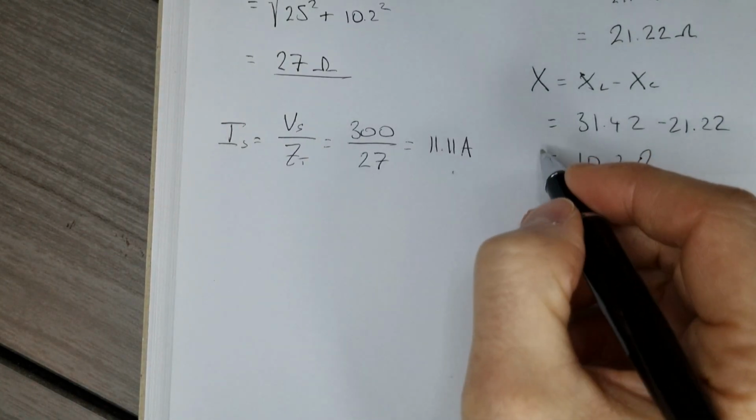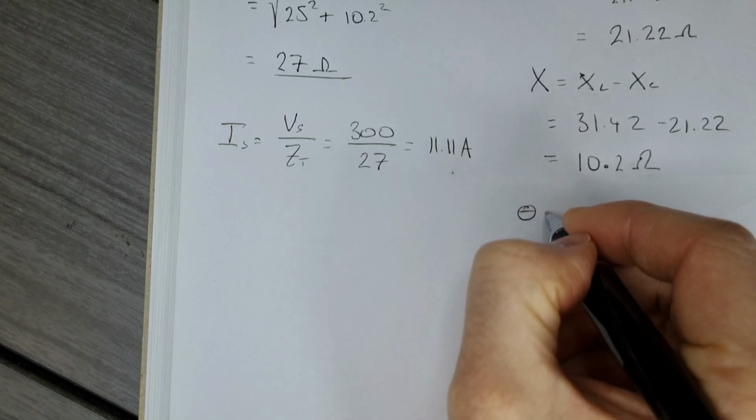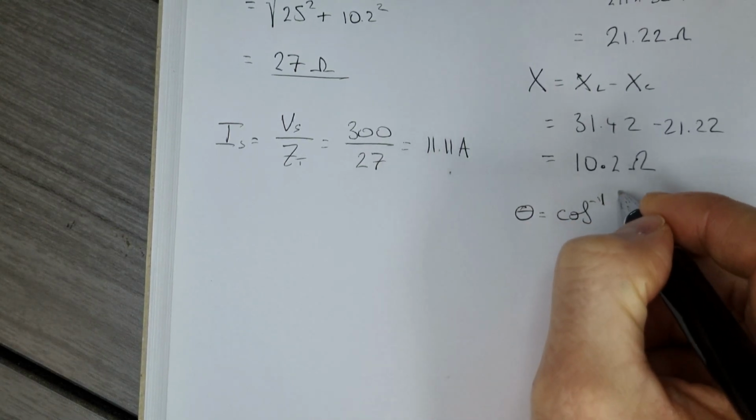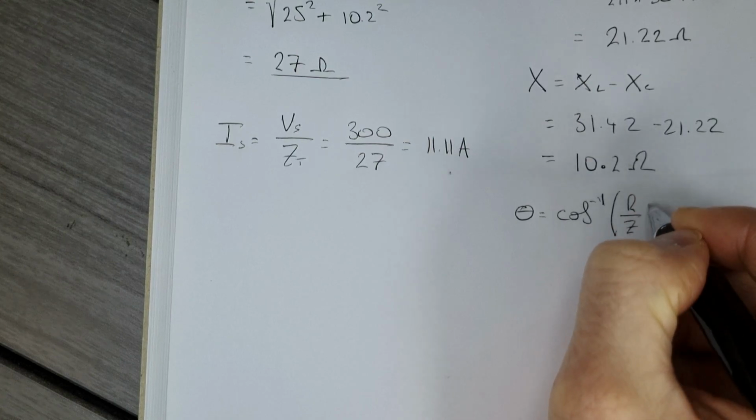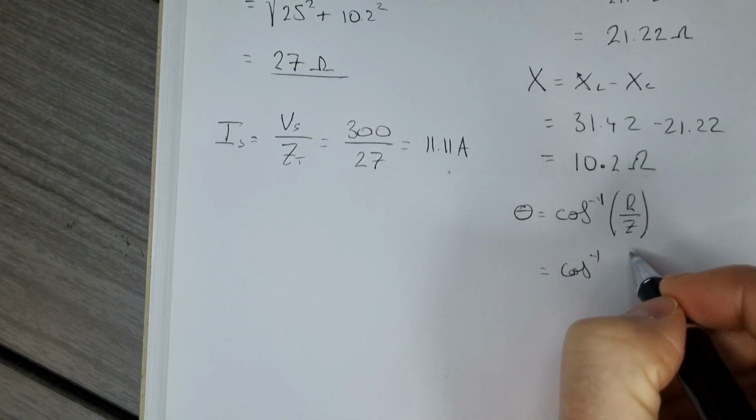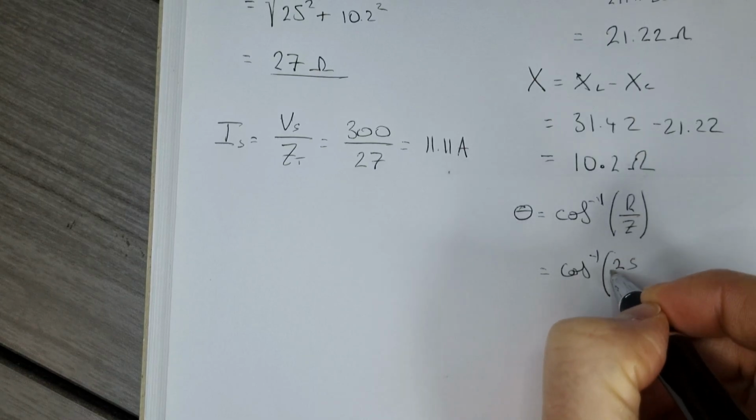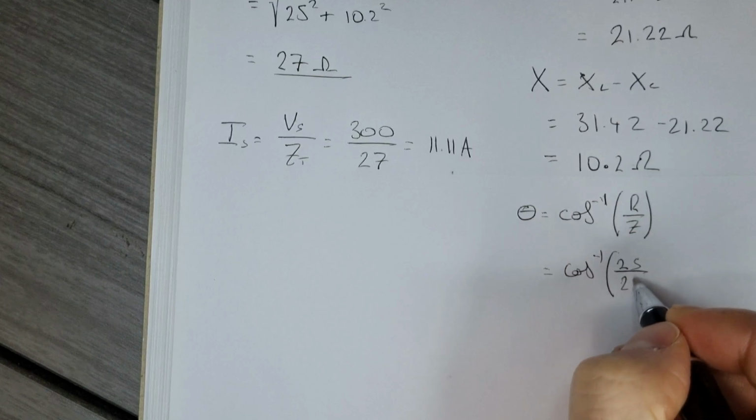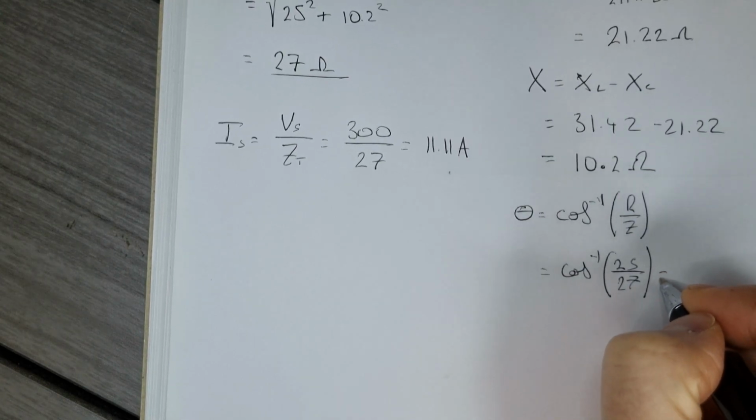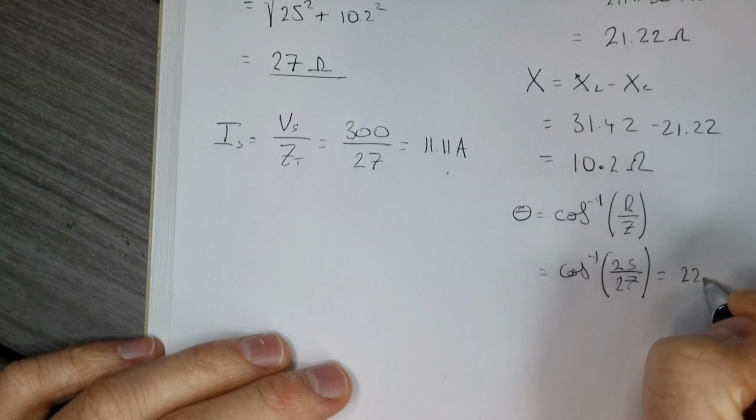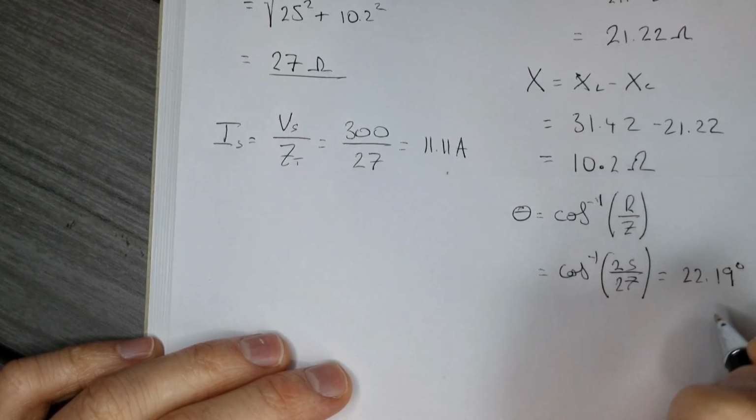At this point, we can also calculate our theta, our phase shift, which is cos inverse R over Z, which is going to be cos inverse of 25 divided by the Z we just worked out previously of 27, and that gives us a phase shift of 22.19 degrees.